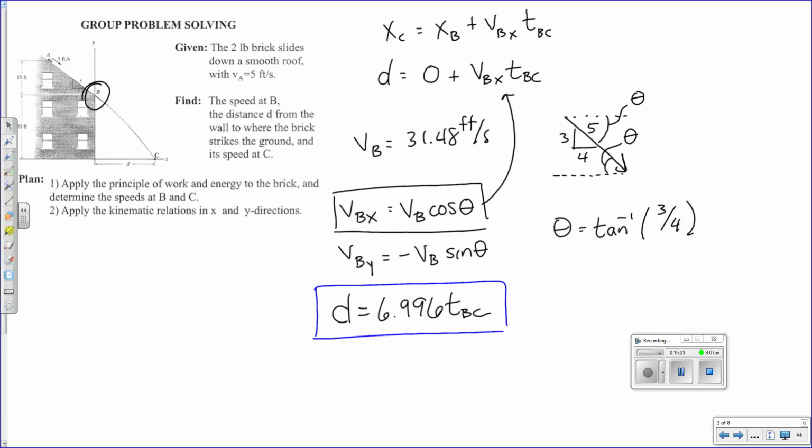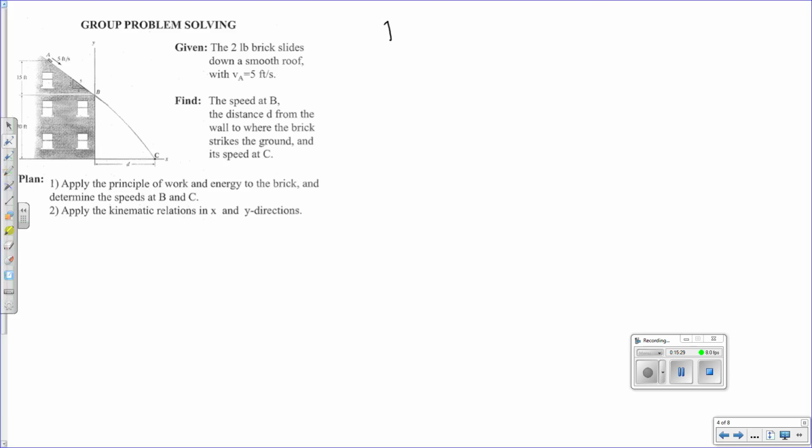Well, we need to know what the flight time is. So we turn to our y direction equations. If y is positive upwards, as we tend to use, we say that y at c is equal to y at b plus vby times the flight time from b to c minus 1/2 g t squared, where t is also the flight time from b to c. The position at c is going to be equal to 0. The position at B is going to be a positive 30 feet. That's given to us in the diagram. I'm going to circle it over here.